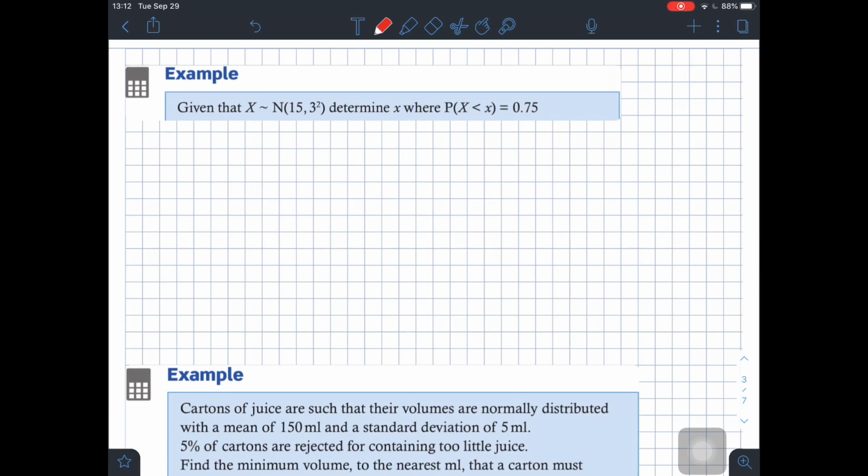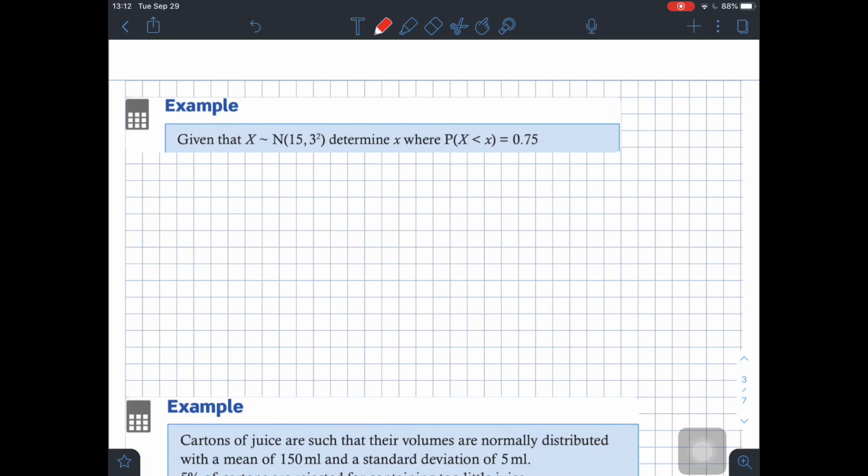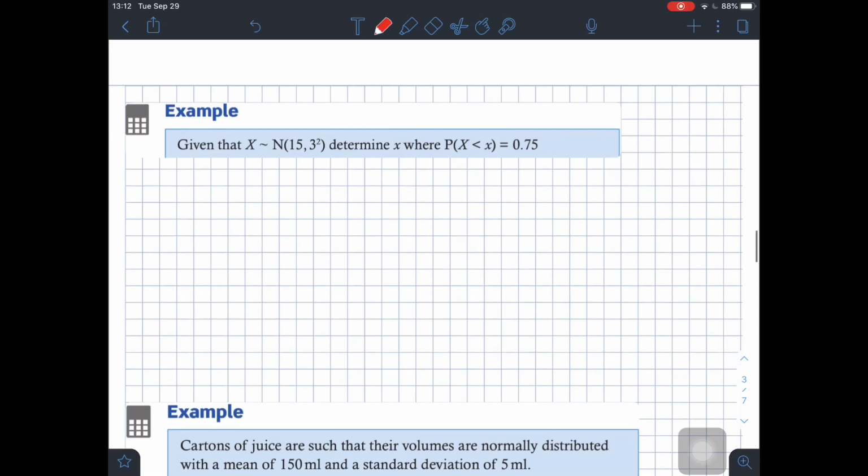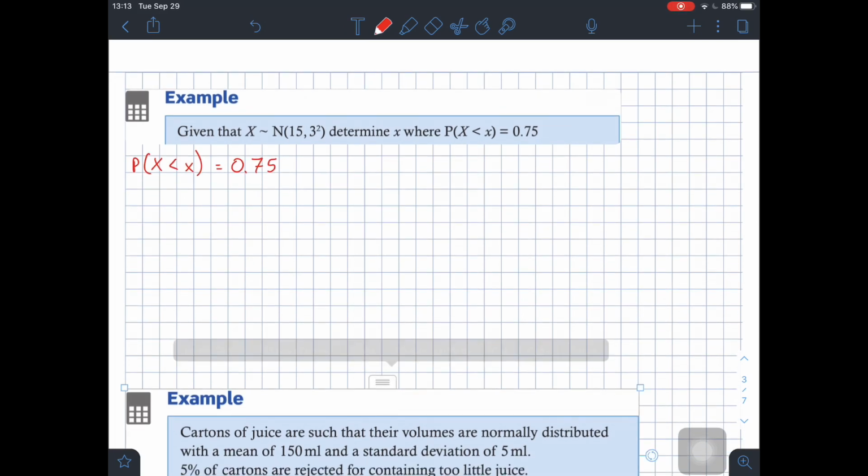It says, given that x, the variable x, is normally distributed with a mean of 15 and a standard deviation of 3, or variance of 9, determine x when the probability of x being less than x is equal to 0.75. Okay, so this is a very similar situation, right? Let's write down our information. Or actually, we could do the sketch first. If we're asked for the probability, let me write that down, probability of x being less than a given value of x, which is 0.75. If we do the sketch of this, the sketch would look something like this.